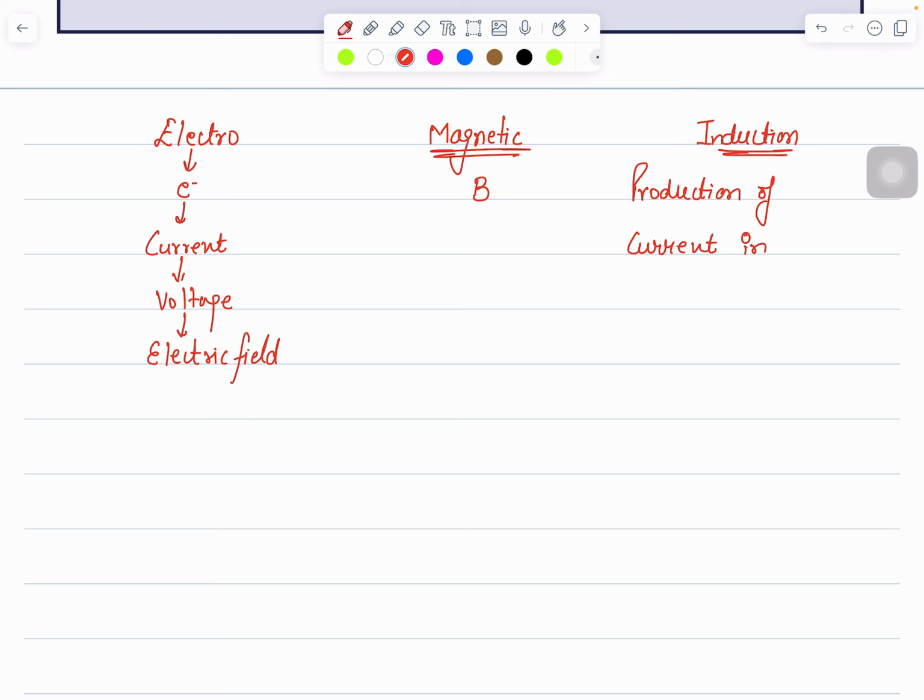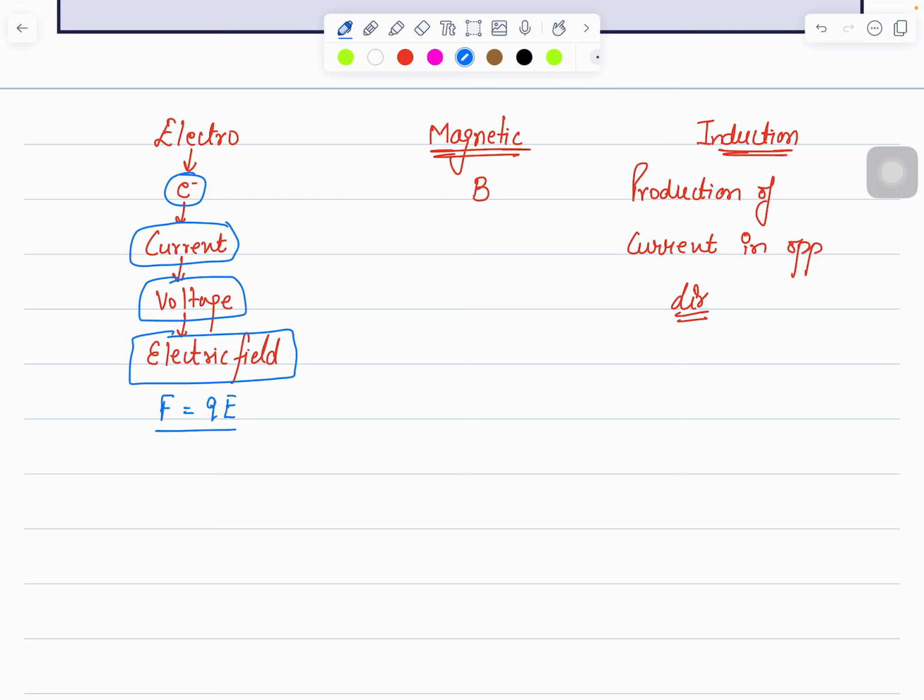In opposite direction. Again, in terms of electro, we need to focus on a few things, either on charge. Sometimes we are going to learn about the current, sometimes voltage, and sometimes electric field. Even in case of force, we can use QE. These all are the factors which are going to relate with the magnetic field.